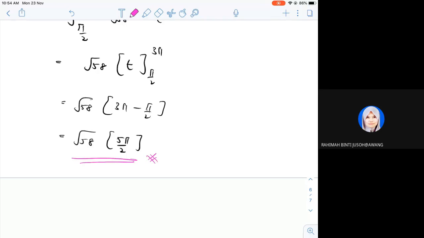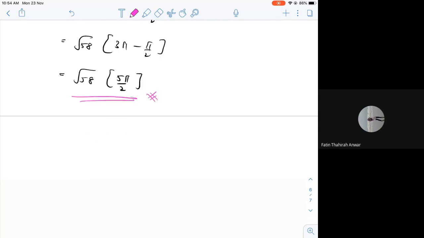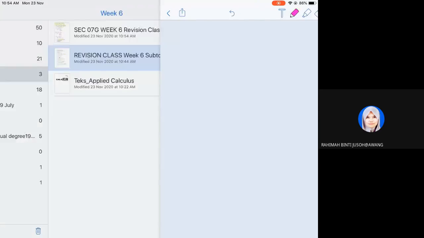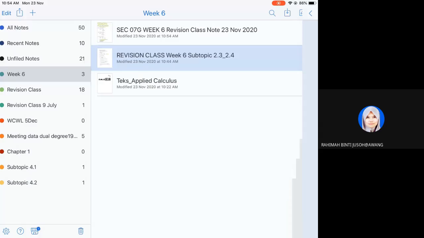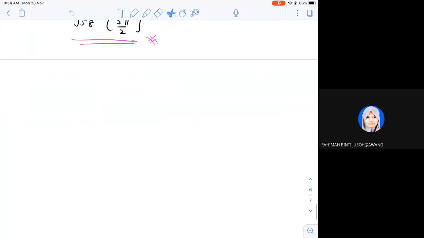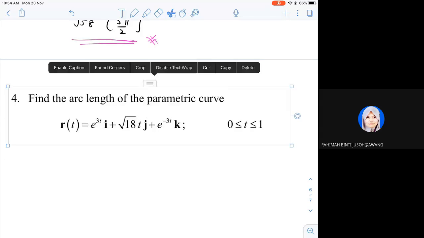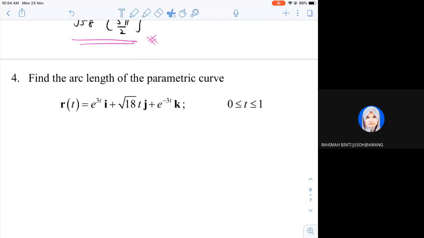Understand the steps? Okay, good. So next, this one is also interesting. Question number 4. Let us do this. This question is different from question number 3 because in this question, we are already given the interval here, so we can straight away find the arc length.